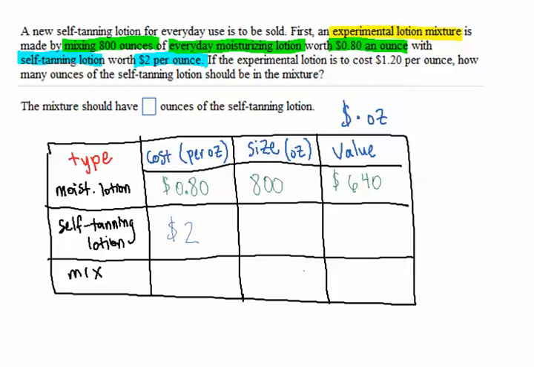Well, why don't we just call it something? Okay. I'll call it x2. So then what would be the value of that bottle? 2x. And you know that's a dollar amount when we're talking about value. Okay, so now let's come down to the mix. How much is the mix going to be?